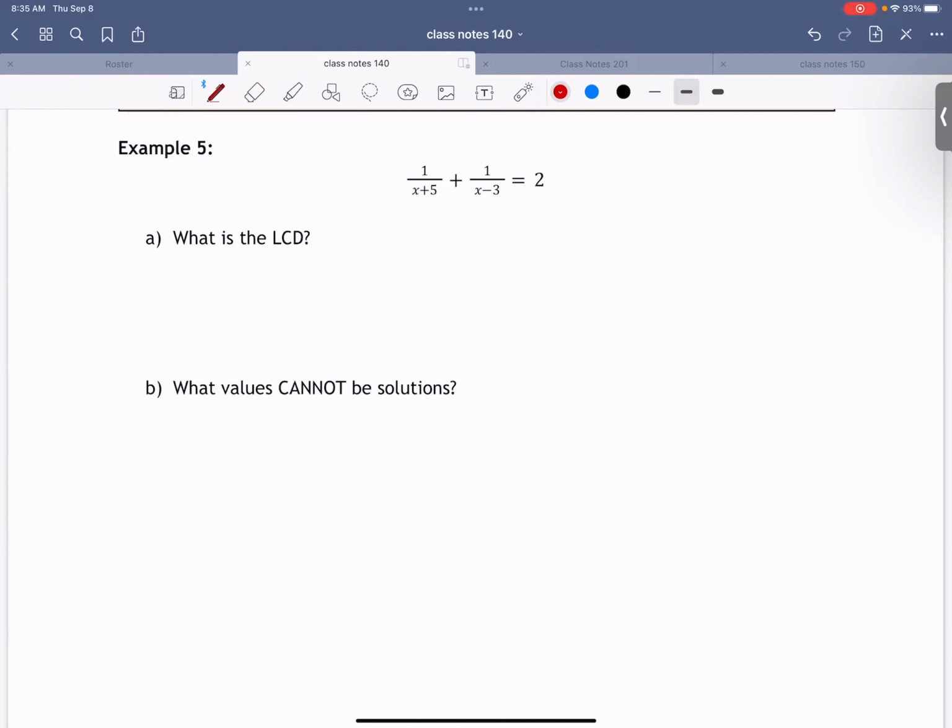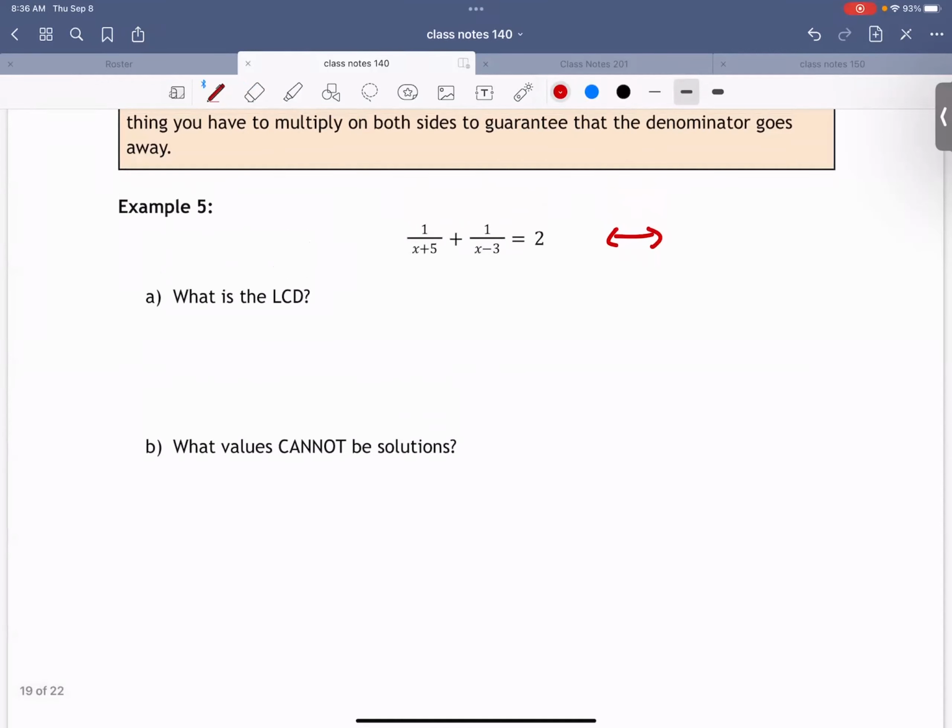Yes. Not quite. Let me do an analogous example here. Let's just do 5 and 3. 1 over 5 plus 1 over 3 equals 2. What would I multiply on both sides now? Grace?